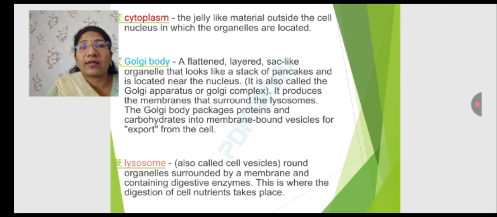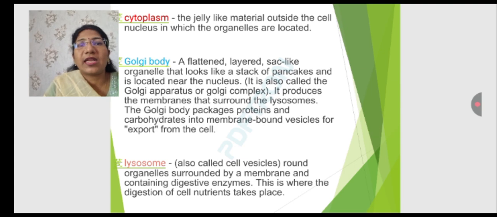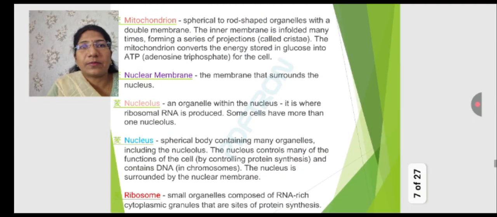Then another one, lysosome. Lysosome is also called a cell vesicle, a round organelle surrounded by a membrane and containing digestive enzymes. This is where the digestion of cell nutrients takes place.